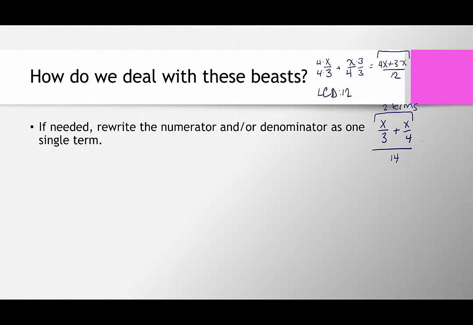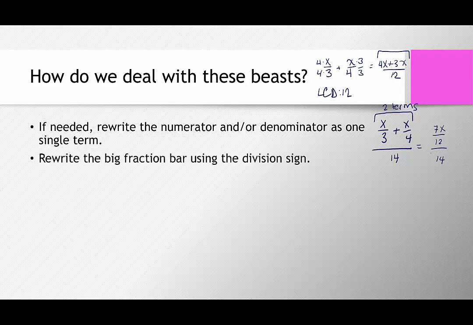So it started out at two terms. Now we have it down to one single term. I can actually even simplify that further and write 7x over 12 all over 14. And then from there, let's talk about the next steps. So the next step, rewrite the big fraction bar using the division sign. So here's my big fraction bar. What I would do is use that little division sign.